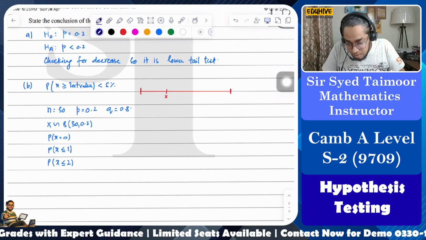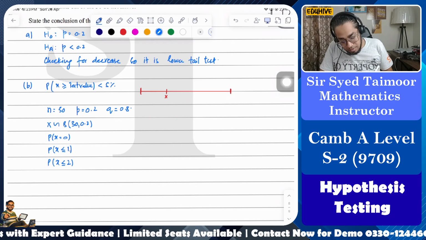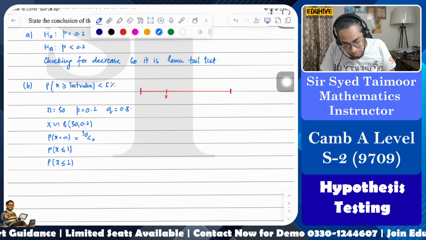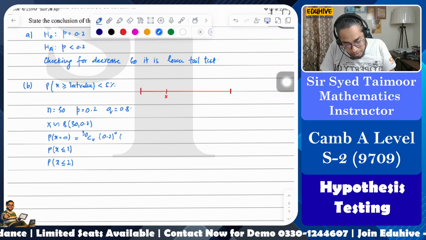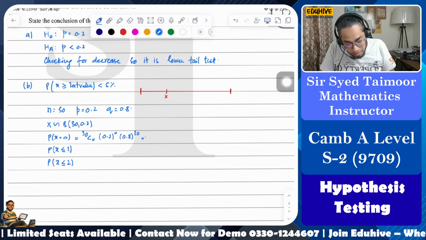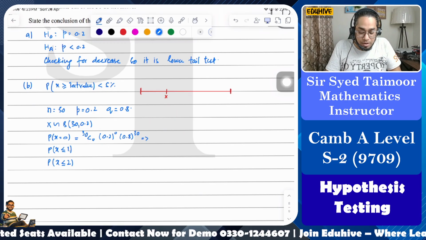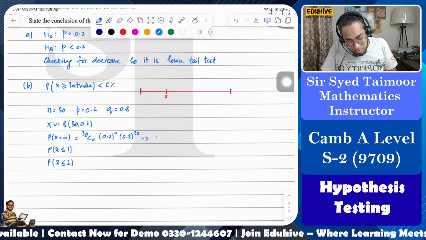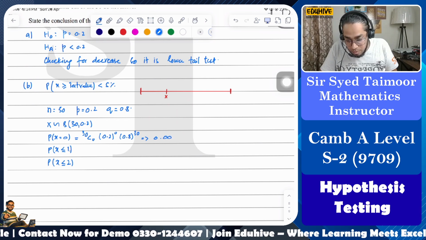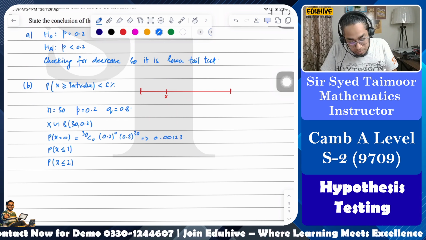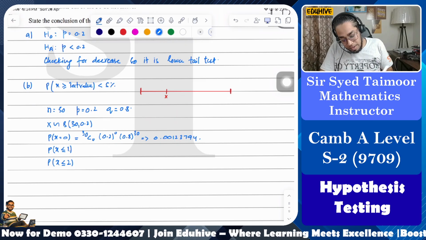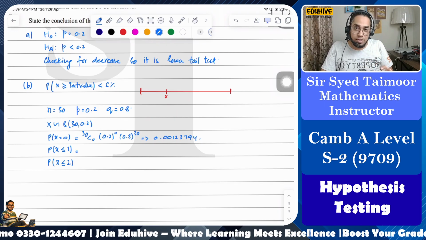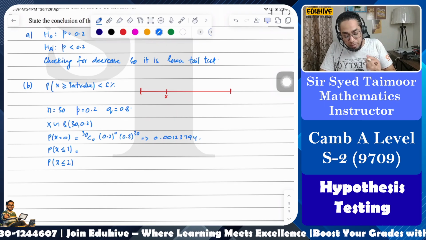Okay, X equal to 0 is quite easy, na? X equal to 0 is easy because when you proceed with 30C0, it will be 0.2 to the power 0 and 0.8 to the power 30. First thing I'm calculating 0.8 to the power 30, and that gives 0.00123794. Okay, so when X is less than or equal to 1, it means that I need to include the 0 as well. So how can we proceed with that one?